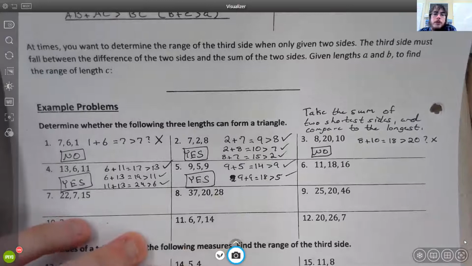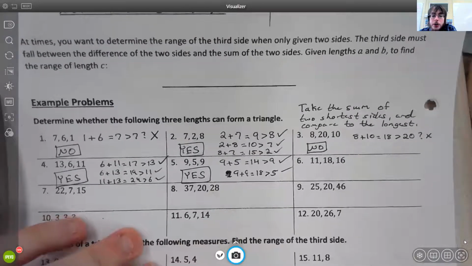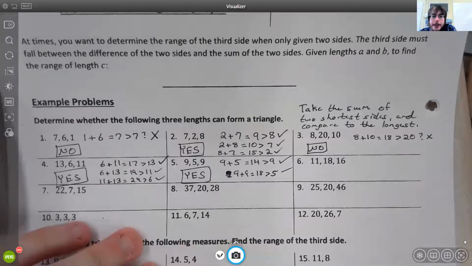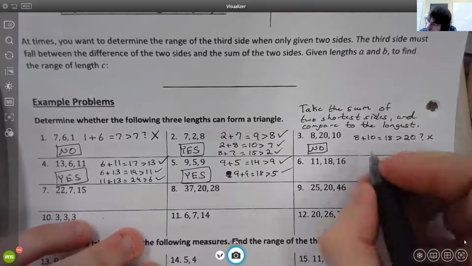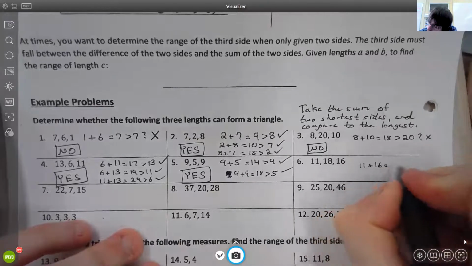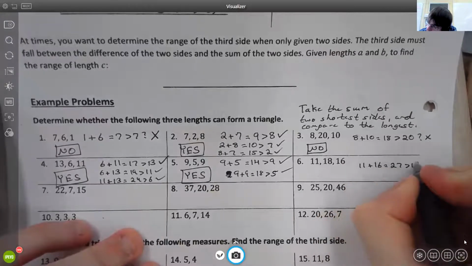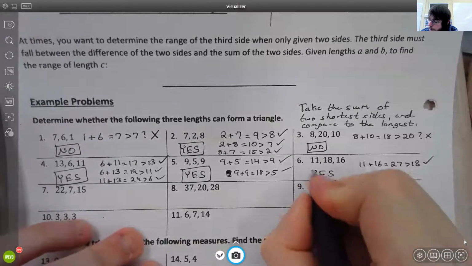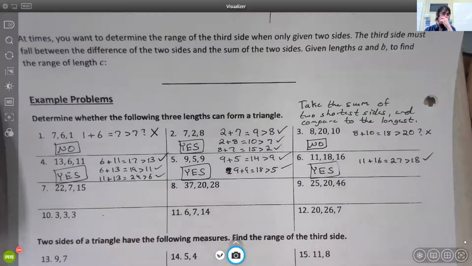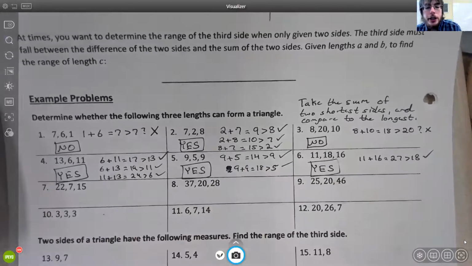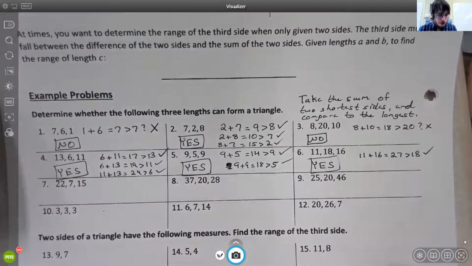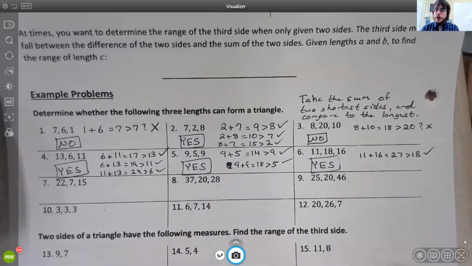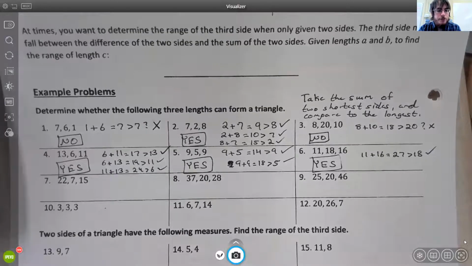Then number 6, we take our 2 shortest sides again, 11, 18, and 16. 11 plus 16 gives us 27, which is greater than 18. So this is also a triangle. All right. So what I want you to do is try number 7 through 12. Determine whether those are triangles. Pause the video and then come back and check your answers.